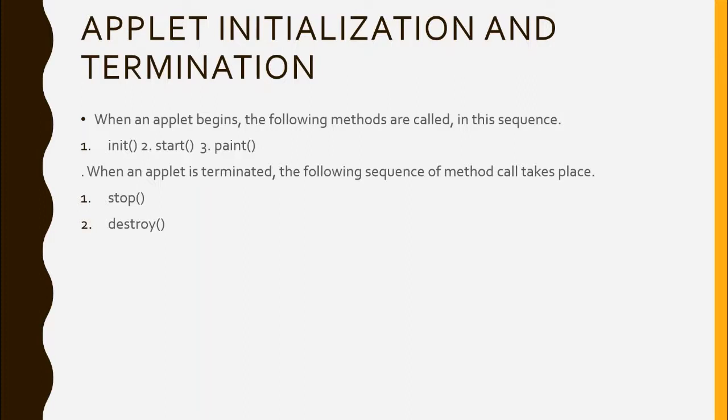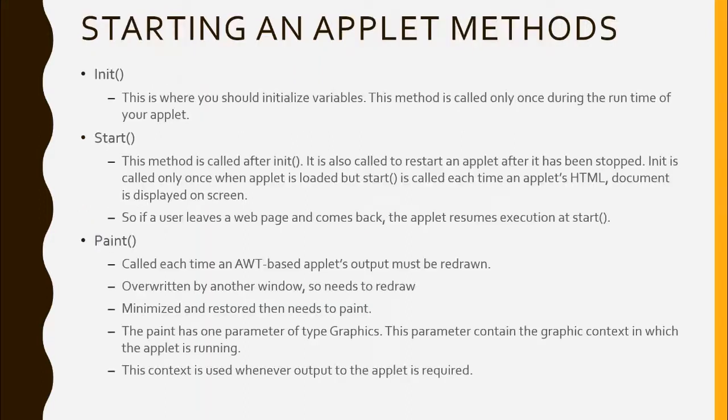Applet initialization and termination. When an applet begins, the following methods are called in sequence: init, start, and paint. When it is being terminated, it first stops, then destroys. It does not destroy and then stop. If you don't stop it, it will not be a good sequence to kill something. So stop it, then destroy the applet application.